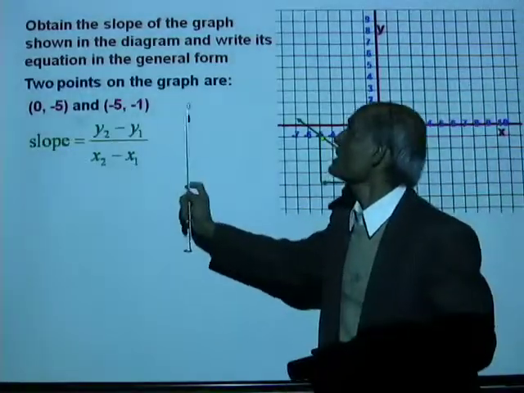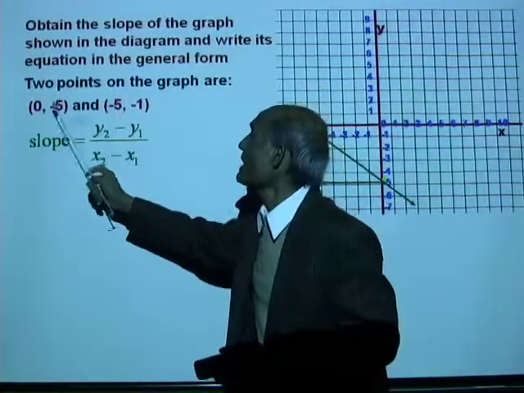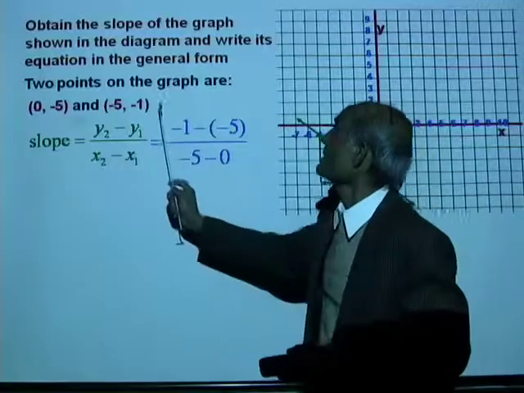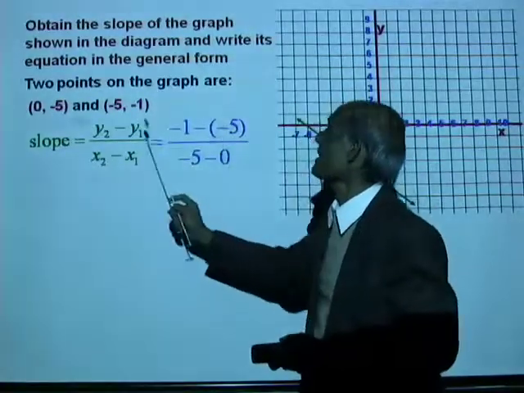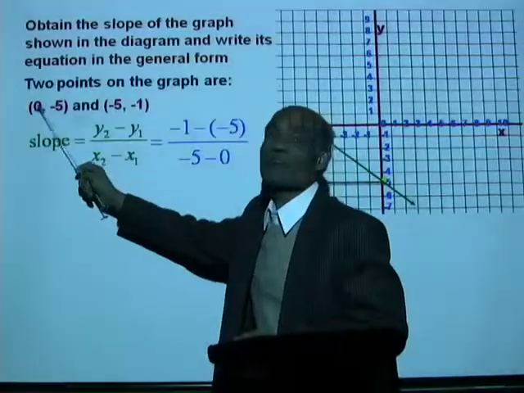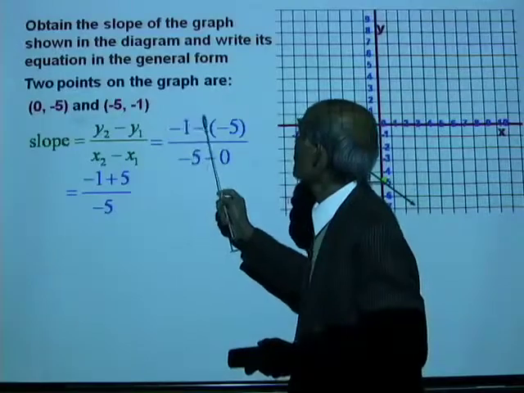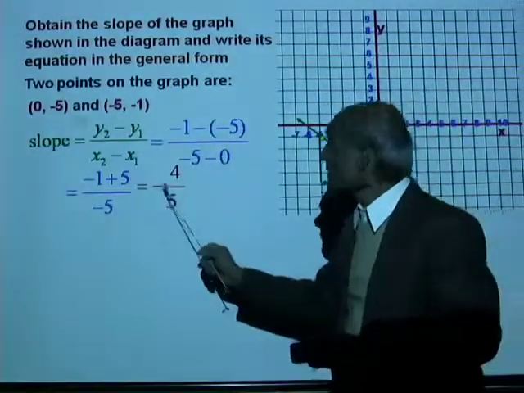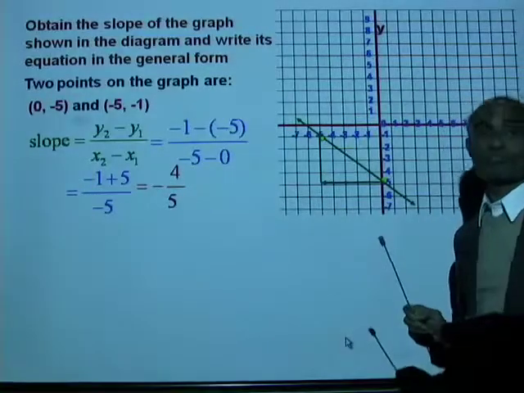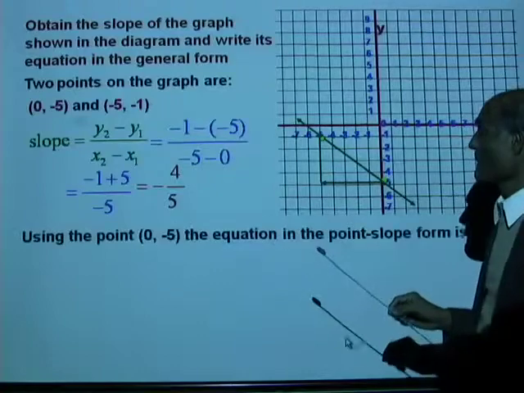Therefore, the slope is y2 minus y1 divided by x2 minus x1. So that would be -1 minus -5 divided by -5 minus 0. And that will be -1 plus 5 over -5. That is -4/5. That is the slope of this line. You can see it's negative.